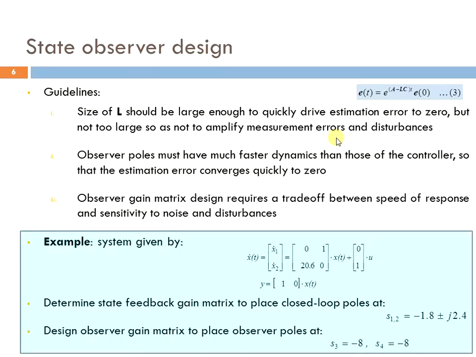So we've got an example to look at here. We are given a problem to design a state feedback controller, and this state feedback controller is going to use a state vector derived from a state estimator or an observer. So this is a pole placement problem where we have to place both the closed loop system poles as well as the observer poles.